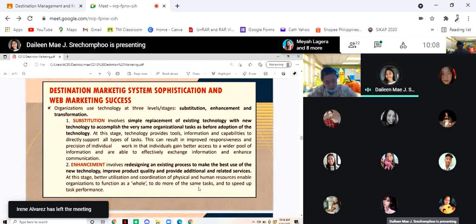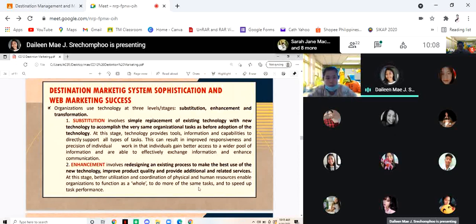So, substitution daw ay isang replacement ng technology, existing technology rather, na nagagamit para ma-accomplish yung very same organizational task pero in a much easier way para makapag-adapt yung organization sa new technologies.